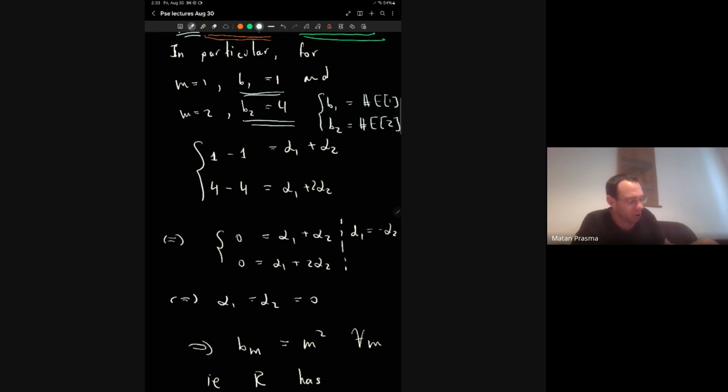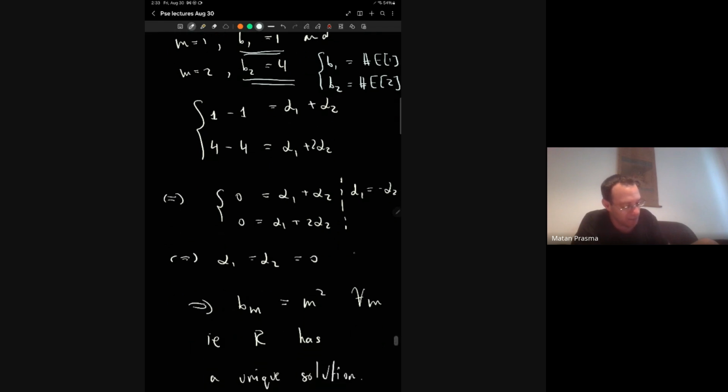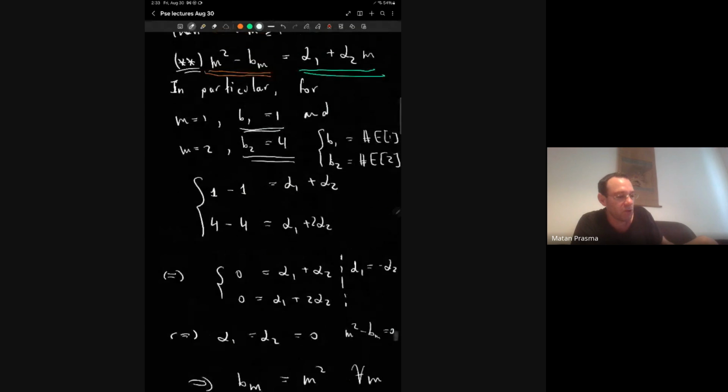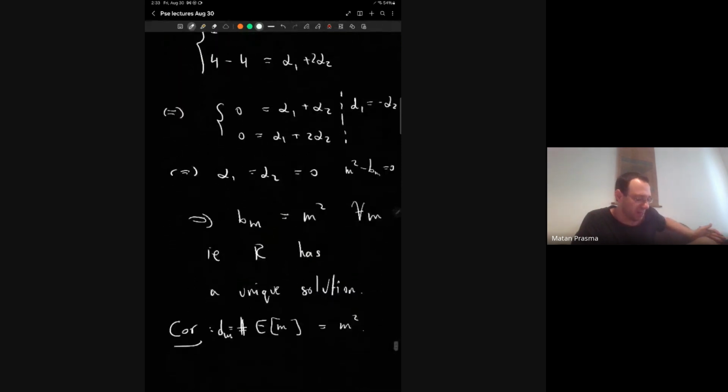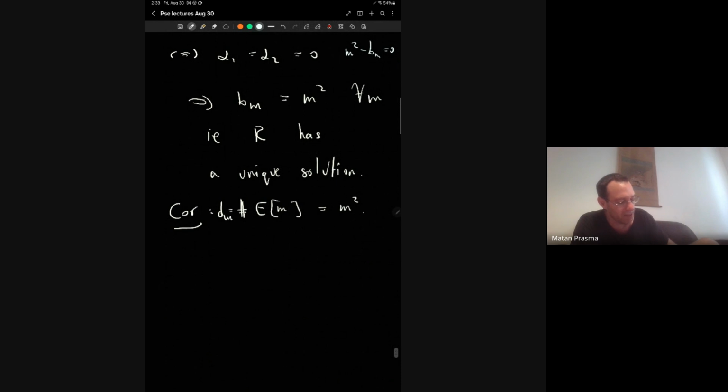Okay, so all in all, I get that m squared minus bm needs to be equal to 0 for all m. This is the equation, double star. If I know that this is 0 and this is 0, then m squared minus bm is equal to 0. So bm is equal to m squared for all m. Okay? Yes. And that completes the proof. This means that the number of points in Em is m squared.